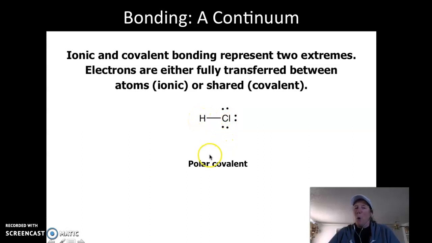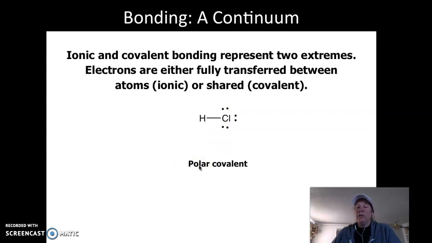And you'll end up with poles. You end up with this end being positive and this end being negative. So even though the overall charge is 0, you end up with positive and negative ends because of unequal sharing. And that's polar covalent. And honestly, most compounds are polar covalent. Okay, if you have covalent compounds.